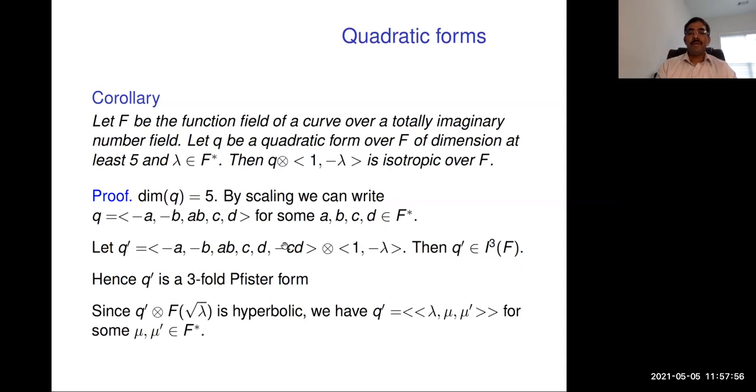But on the other hand, when you go to the square root of lambda, the 1 minus lambda becomes hyperbolic. So anything tensored with that is hyperbolic. So Q prime tensored with F of square root of lambda is hyperbolic. We know that you can take any 3-fold Pfister form, or more generally any n-fold Pfister form, and if it is hyperbolic over the square root of some lambda, then you can write that as the form lambda, mu prime, or in general lambda, mu1, mu2, up to mu n minus 1 for an n-fold Pfister form. So because it's a 3-fold Pfister form and it's hyperbolic over this, we can write Q prime as this 3-fold Pfister form lambda, mu prime for some mu prime in F.